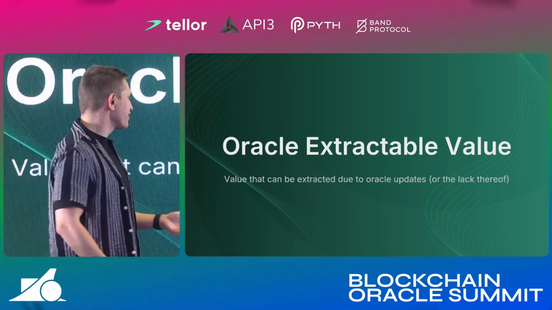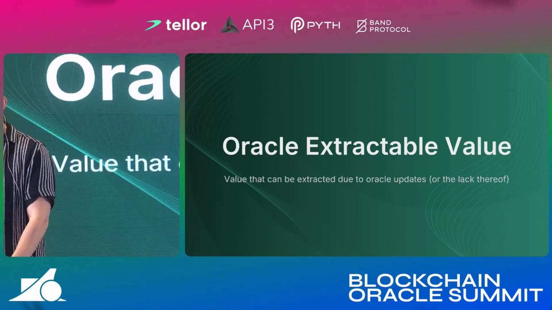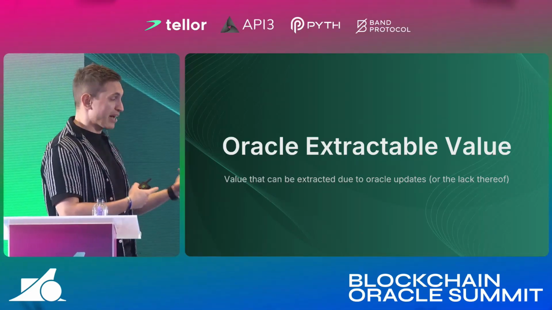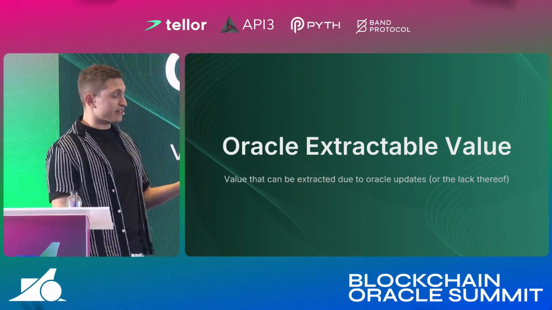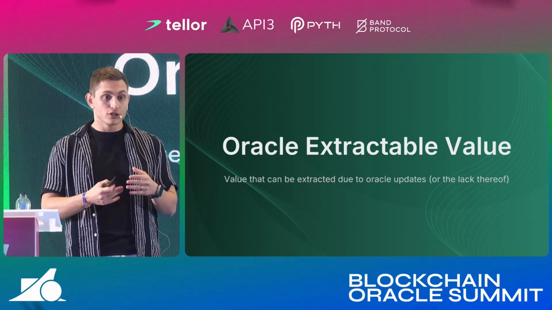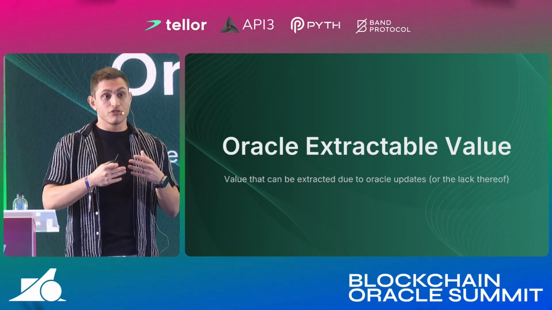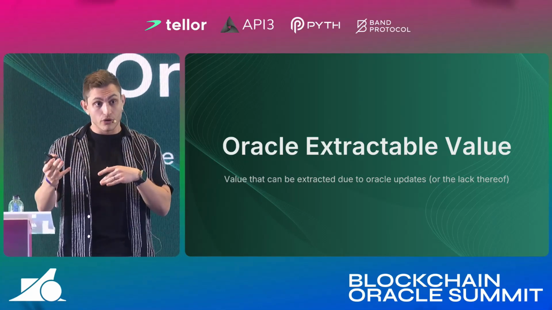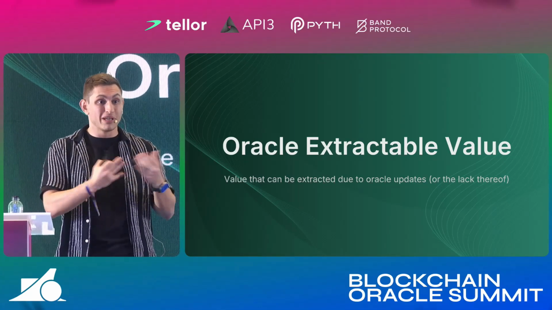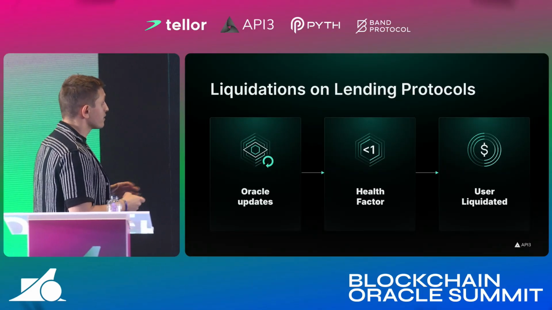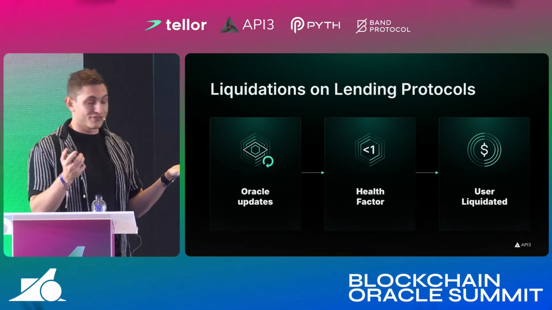So what is OEV? I'll try to keep this short. You heard this. I kind of gave the definition also during the panel. So value that can be extracted due to an oracle updating or due to an oracle not updating. So every time you have an opportunity to take advantage of what's happening on a dApp either after an oracle update or because the oracle somehow missed to represent what happened in the real world. And the simplest example of this is the liquidation.